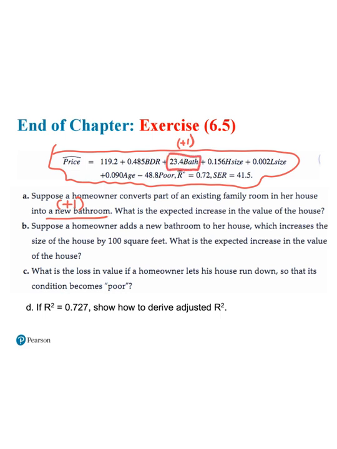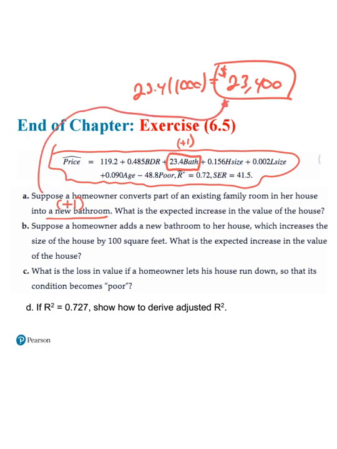And we see right here that we have a positive 23.4 as the estimated coefficient. So because the price is measured in thousands of dollars, this 23.4 on bath means that if we add another bathroom, it's going to increase the price that a home is going to sell for by $23,400. So we have 23.4 times 1,000, it's going to be 23,400. That'll be the answer to part A.